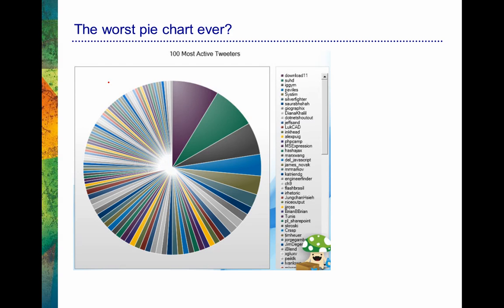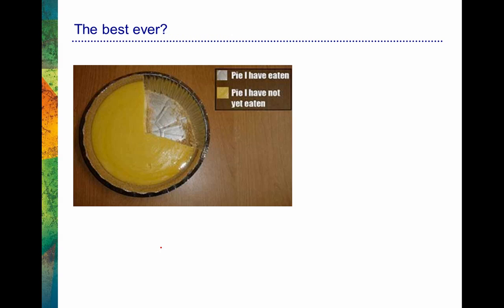Here, by the way, might be an example of the best pie chart I've ever seen. One thing that I like about it too, it's showing here pie I have eaten, then pie I have not yet eaten. It's just showing this person is definitely committed to finishing that pie, and I like that.